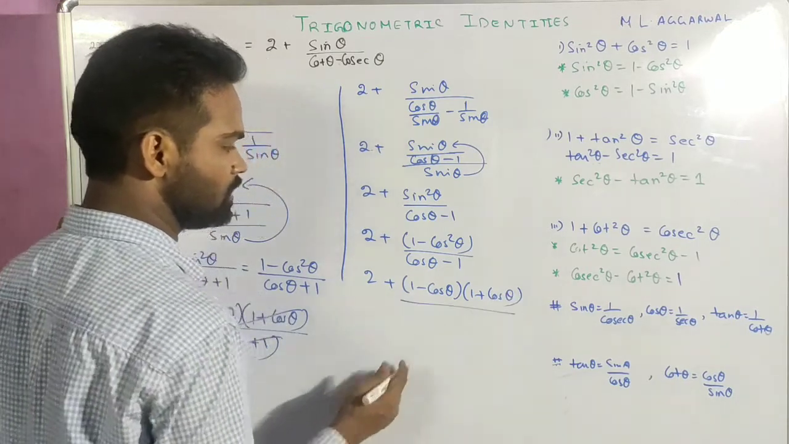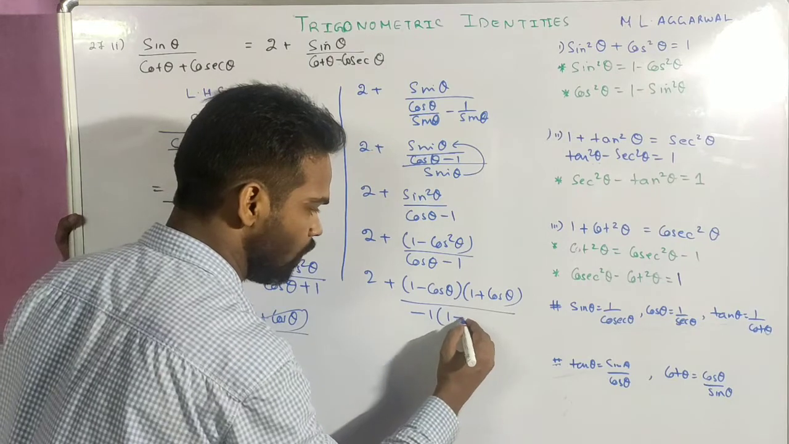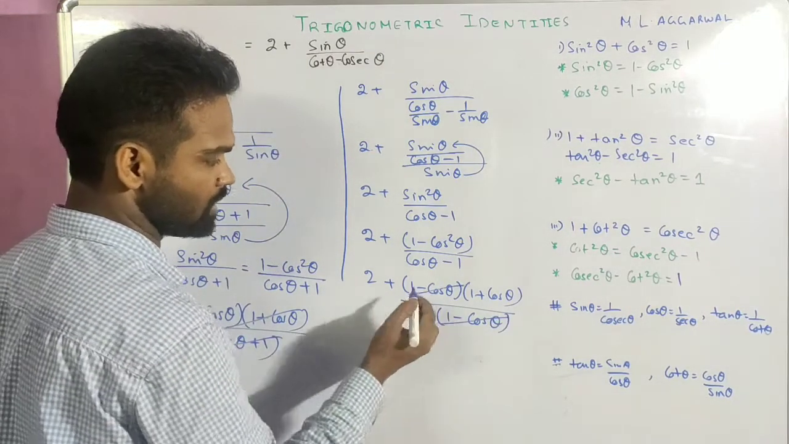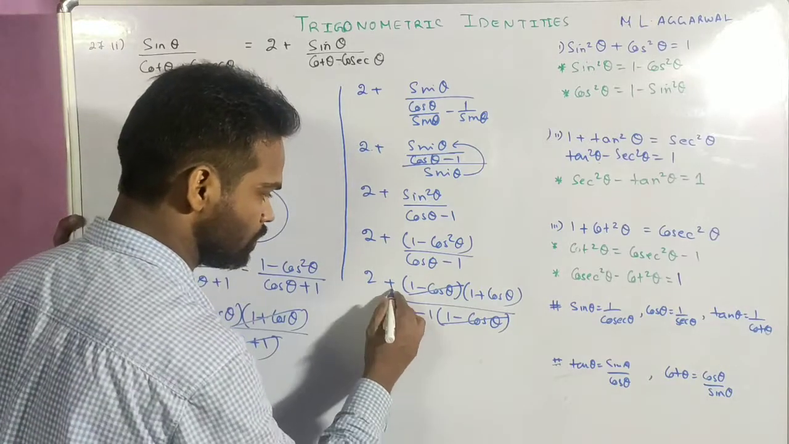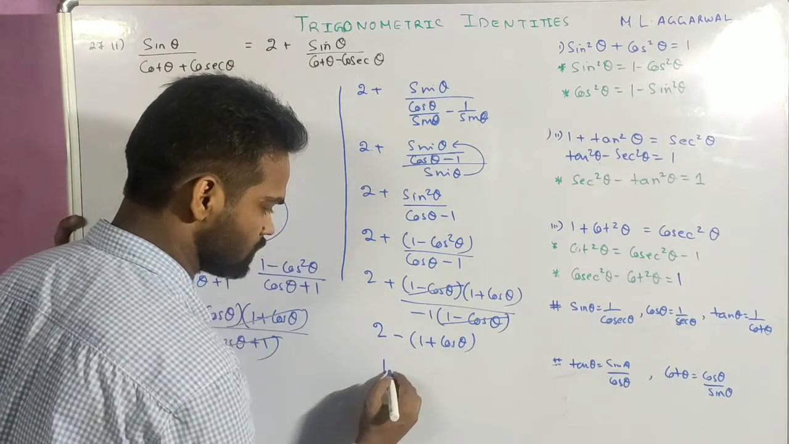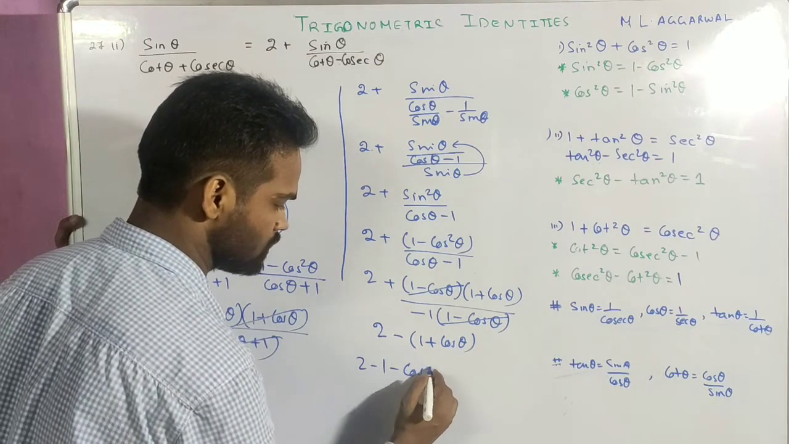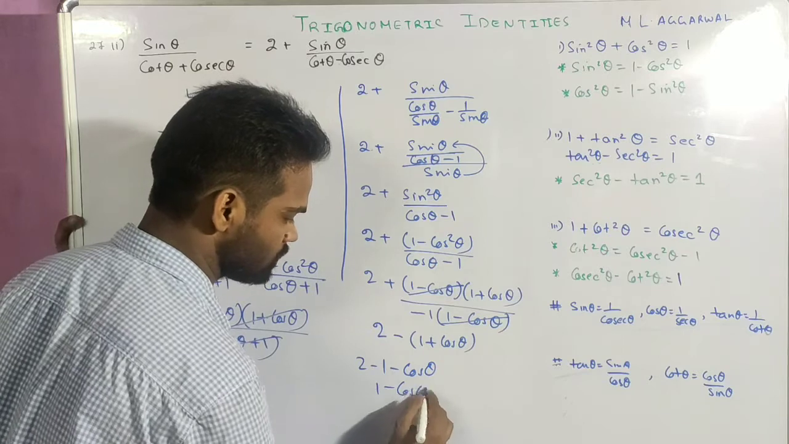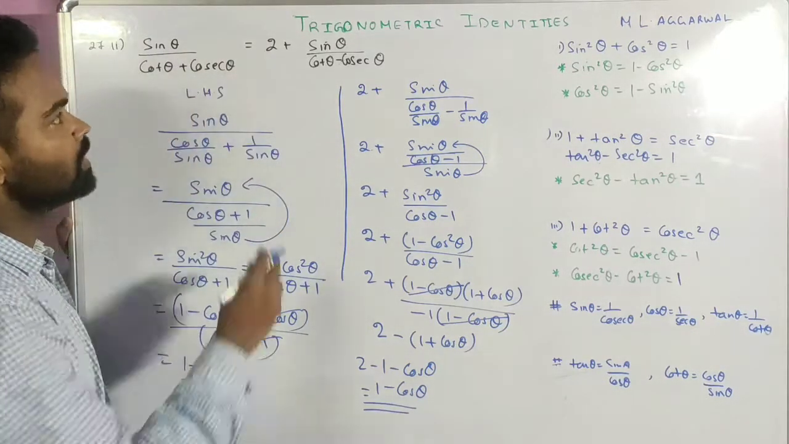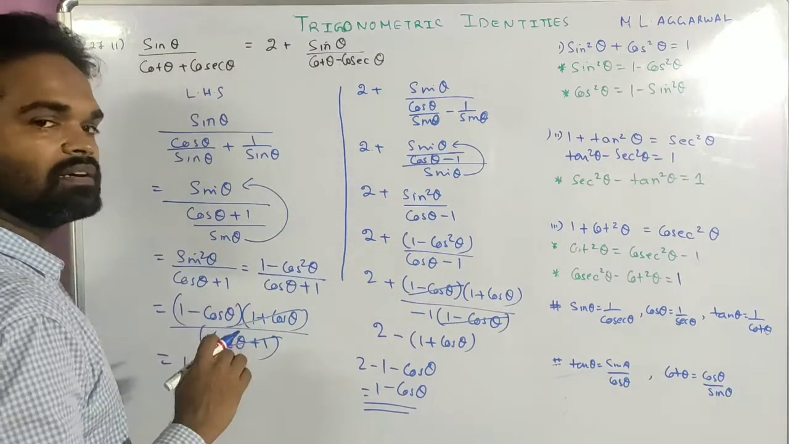Now look carefully, in the denominator I'll take minus 1 common. So this becomes 1 minus cos theta now. Why I did this? Because this and this cancels out. So this becomes 2 plus minus minus 1 plus cos theta. Just open the bracket. So 2 minus 1 minus cos theta. That's 1 minus cos theta. So LHS is equal to RHS. Hence this is equal to this. Proved. Now let us look at the next sum.